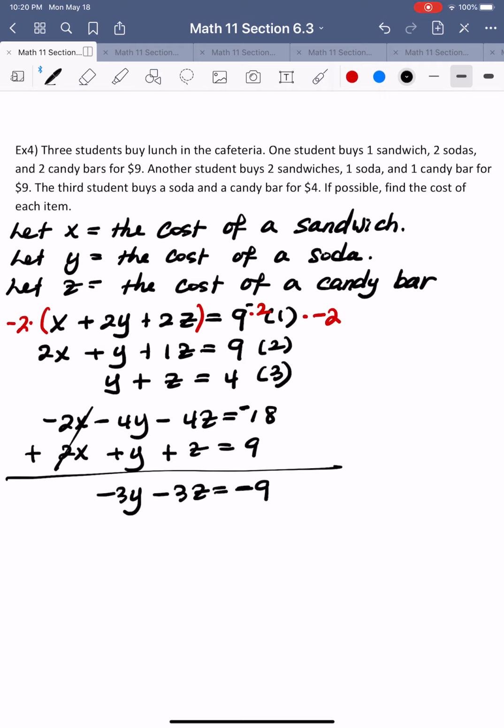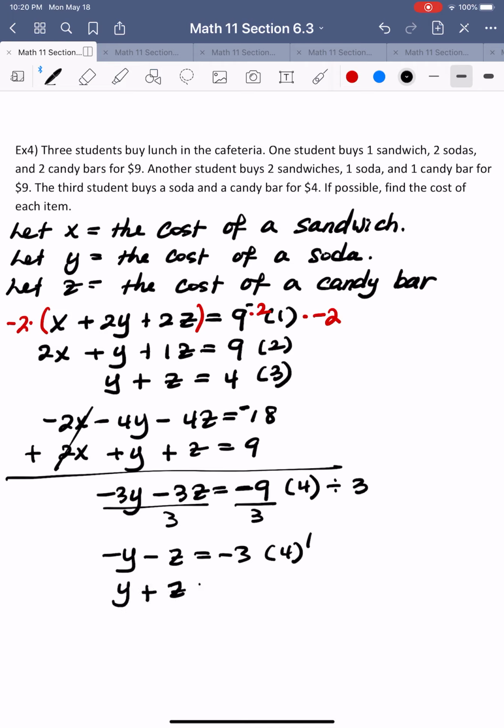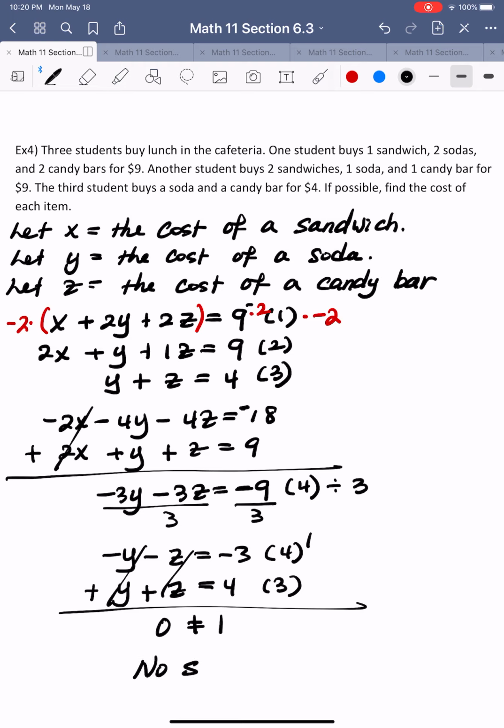Okay, so if you do this, I'm gonna call this equation 4, but I think I can divide by 3. So if I divide by 3, and then I get negative y minus z equal to negative 3, which is a 4 prime. And then I can put the equation 3 together. And then if I add them up, what happens is 0 equal to 1, which is not true. So that means this combination never works. So we have to say no solution for this case, okay? So this doesn't make sense.